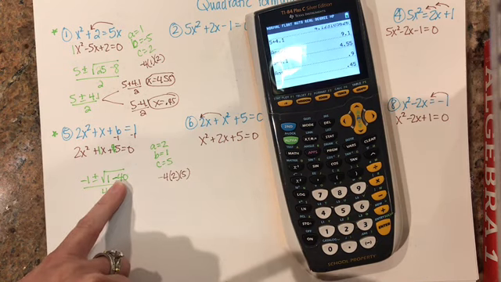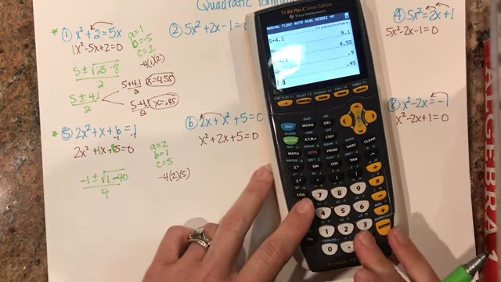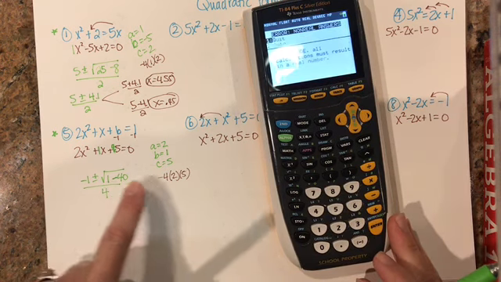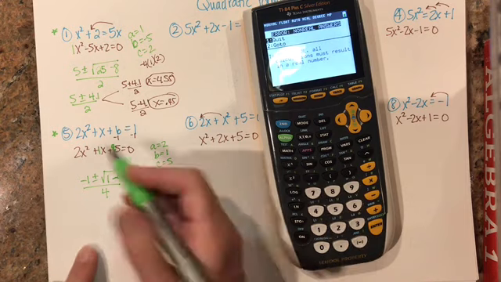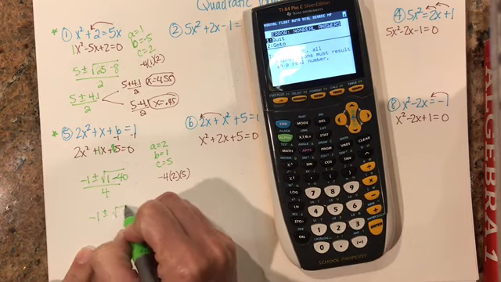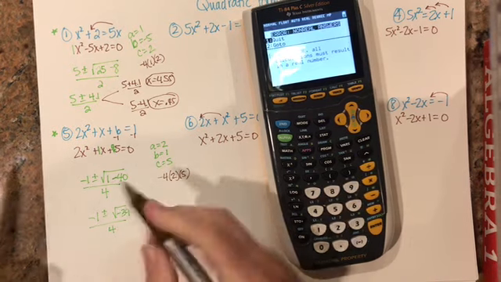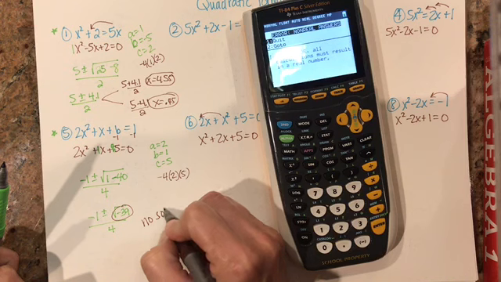Now we're going to have a problem. When you try to take the square root of a negative number, that's -39, right? This is 1 minus 40. It says error because you cannot square root a negative. So when you have -1 plus or minus the square root of -39 over 4, if that ever happens where your answer in a square root is negative, the answer is no solution.